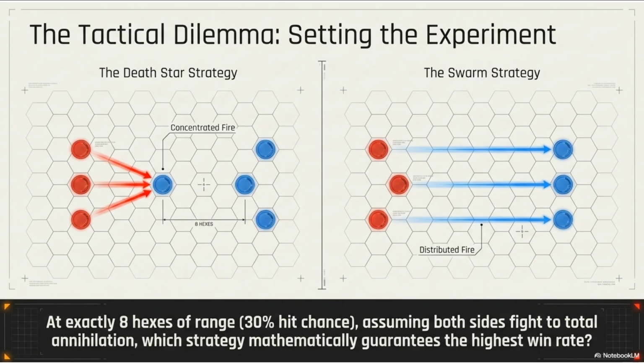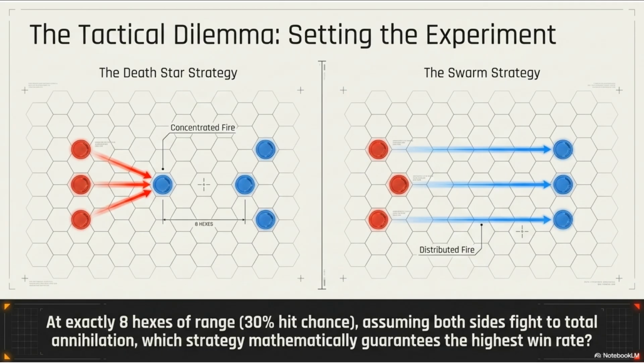Red decides to use the concentrated fire strategy. I've heard this called the Death Star approach. It fits. All 3 red units aim at one single blue unit. They just ignore the others. The goal is to guarantee that one guy gets wiped off the board. Which makes sense, right? Intuitively, if I delete one of your pieces, you have one less gun to shoot back at me next turn. It's that death spiral. That is the conventional wisdom, yeah.